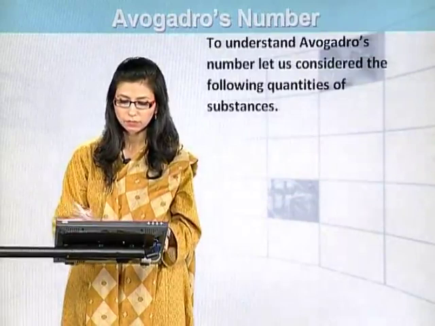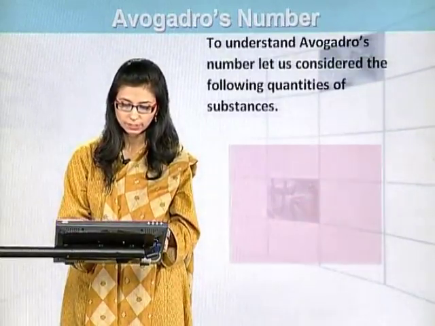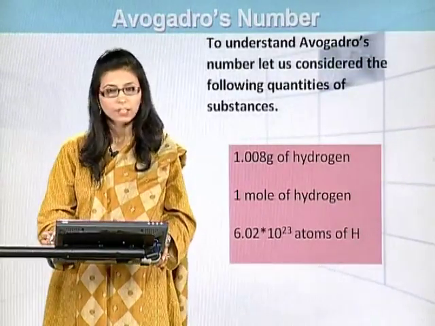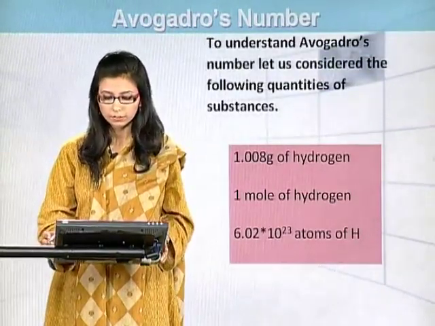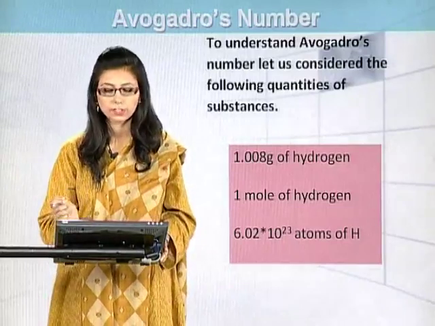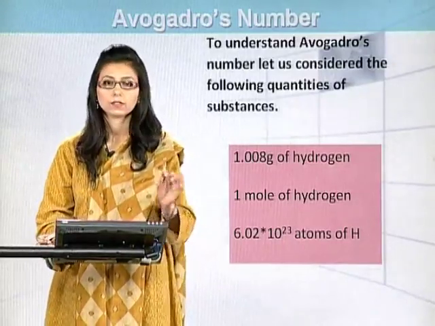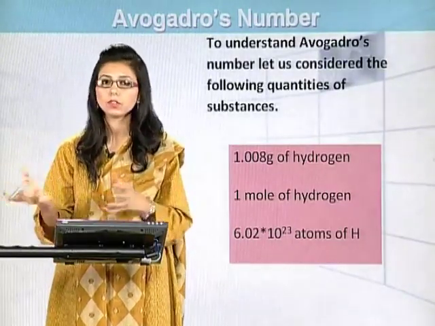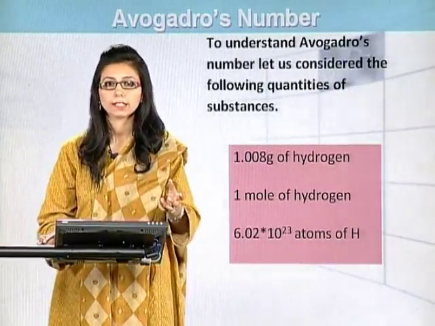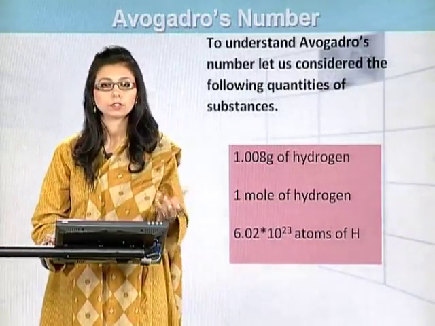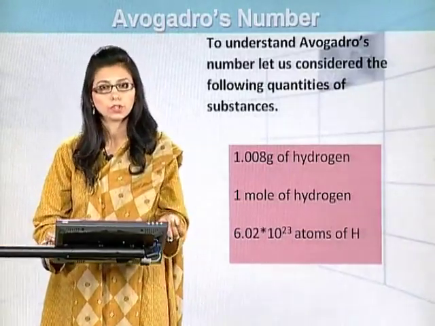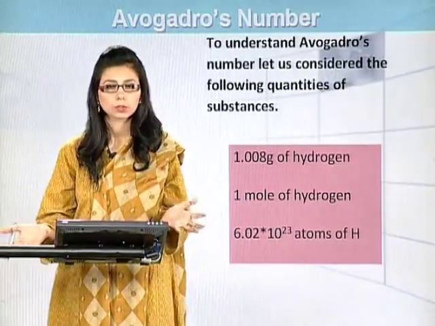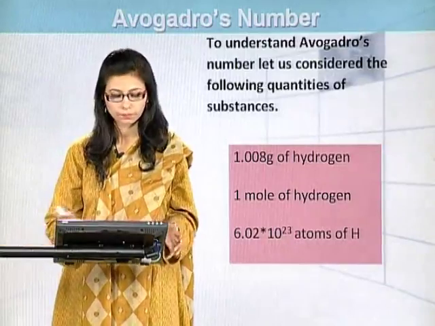To understand Avogadro's number, let us consider some quantities. Let, for example, consider the elements. Hydrogen is an element. Hydrogen atom का mass होता है 1.008 grams, and if I represent this mass in grams, it means 1 mole of hydrogen. And हम बात कर रहे हैं Avogadro number की, which specifies the number of particles within 1 mole. Hydrogen के 1 mole में number of particles will be Avogadro's number 6.02 into 10 raised to power 23.